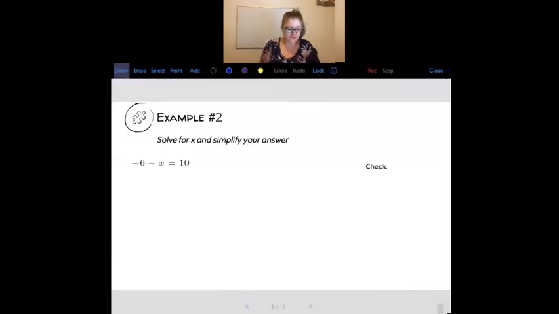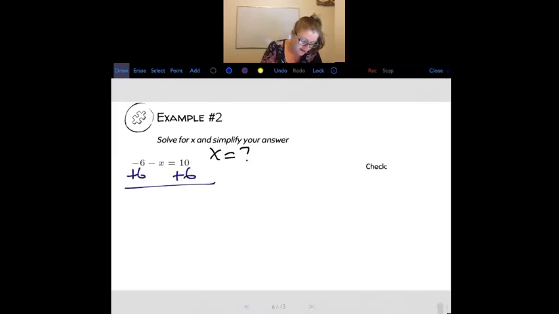Solve for x and simplify your answer. So our goal is to get to something that tells us what x is equal to. In order to do that, we need to get rid of everything around x. And your work here and how you organize your work is going to be important. So in order to get rid of the 6 from the left-hand side, notice how it's a minus 6. I can add 6 to both sides.